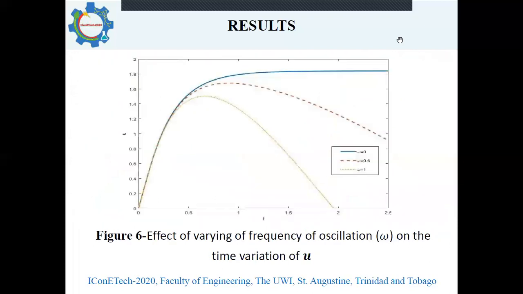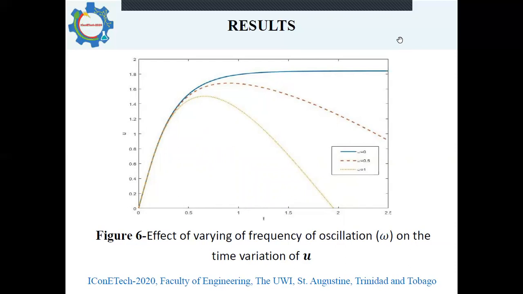Figure 6 shows the effect of varying frequency of oscillation on time variation of u. Here, as our frequency of oscillation increases, our velocity decreases. Therefore, pressure is decreasing as the frequency of oscillation increases.